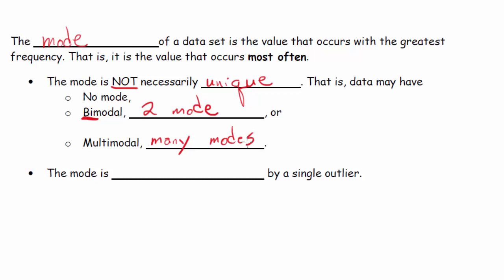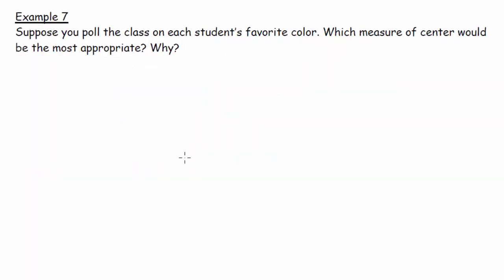Alright, if I am considering the mode, would that be affected by a single outlier? If I am interested in the value that occurs most often, the mode is not affected by a single outlier. So suppose you poll the class on each student's favorite color.